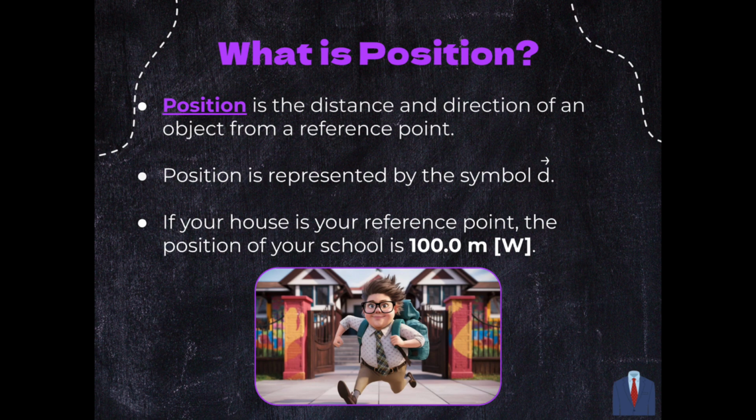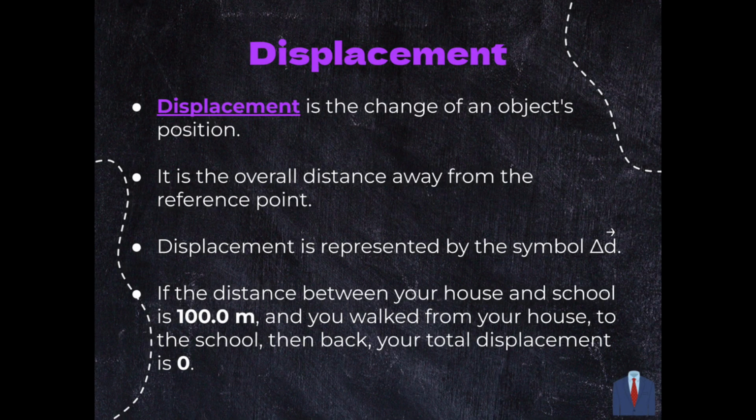Again, pretty simple. Now that we know about distance and position, let's take a look at displacement. Displacement is the change of an object's position. It is the overall distance away from the reference point. Displacement is represented by the symbol delta d. The triangle in this symbol represents the Greek word delta, which means a change in.